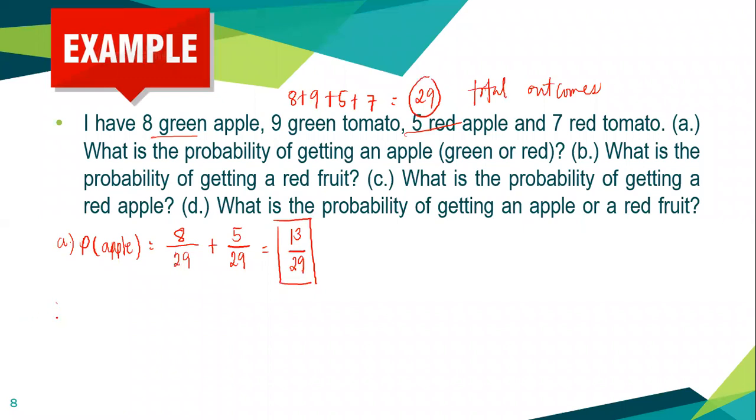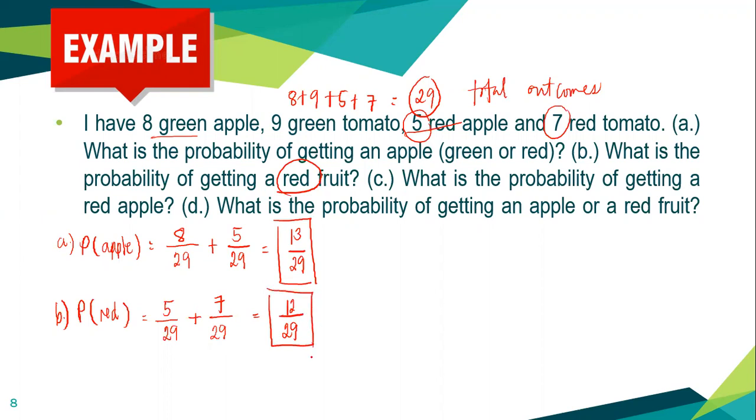How about letter B? For letter B, probability of getting red fruit naman. So, yung red fruit na yon, pwedeng apple, pwedeng tomato, basta kulay red. So, we have, again, 29 ang denominator. Ilan ang red na apple natin? We have 5. Ilan ang red na tomato? 7. So, we have 5 for apple and 7 for tomato. 5 plus 7 is 12/29. And that is your answer for letter B.